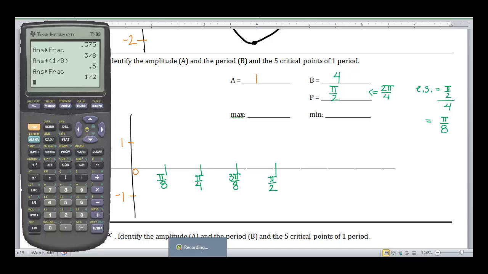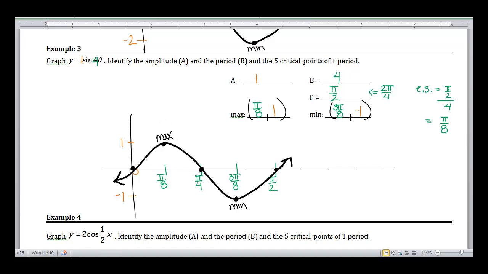Also, figure out a maximum and a minimum point. Here, I had a maximum at pi over 8, 1, and a minimum at 3 pi over 8, -1. Remember that the sine function starts on your midline, and then again, if there's no shifts, goes up to your max, alternates back to the midline, down to a min, and alternates back to the midline.